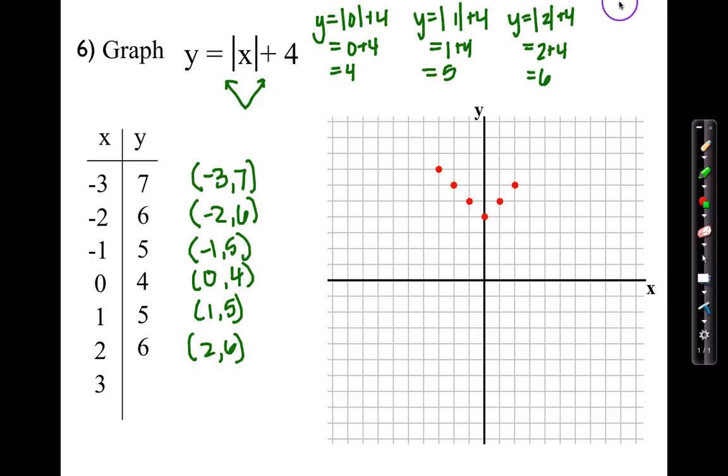And then last but not least, y equals the absolute value of 3 plus 4. The absolute value of 3 is 3. 3 plus 4 is 7. So I'm going to plot that ordered pair as 3, 7. So over 3 to the right, and up 7: 1, 2, 3, 4, 5, 6, 7.